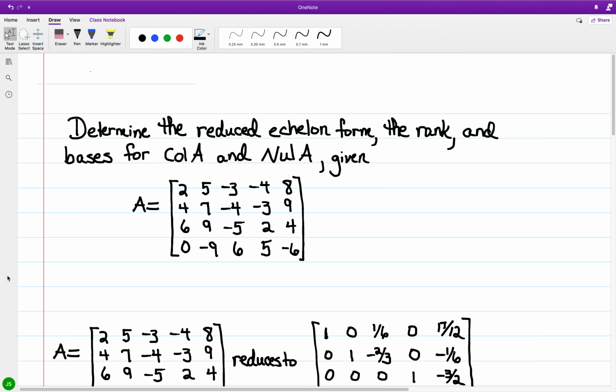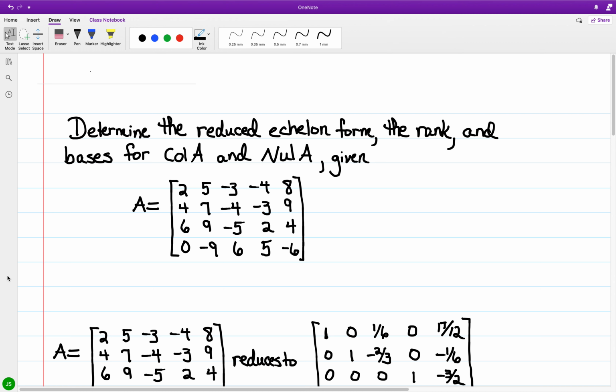Among the elements, we have 2, 4, 6, 0, 5, 7, 9, negative 9, negative 3, negative 4, negative 5, 6, negative 4, negative 3, 2, 5, and the last column consists of 8, 9, 4, and negative 6. It says to determine the reduced echelon form, the rank, and bases for both the column and null spaces.